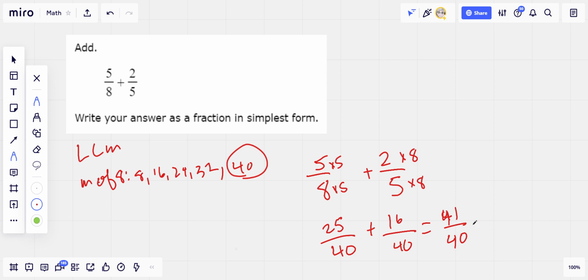We just need to make sure we can't simplify this. The factors of 40 are 1 and 40 and 4 and 10 and 2 and 20 and 5 and 8. And I'm pretty sure that's it. And none of those are factors of 41, so this is as simple as it can be. So that is a little bit of work with adding and subtracting fractions when they don't have the same denominator to start with.